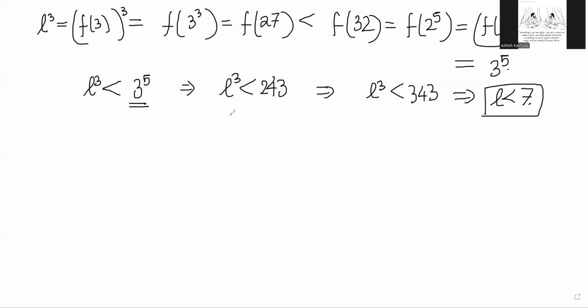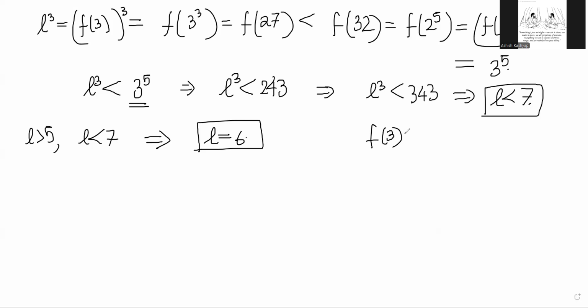So earlier we have gotten a condition that L is greater than 5. Now we are getting L is less than 7. So that automatically implies L must be 6, because it's a function on natural numbers, and the only natural number between them is 6. So we are getting f of 3 is 6, right? Okay. Now using this value, we will come to a contradiction.